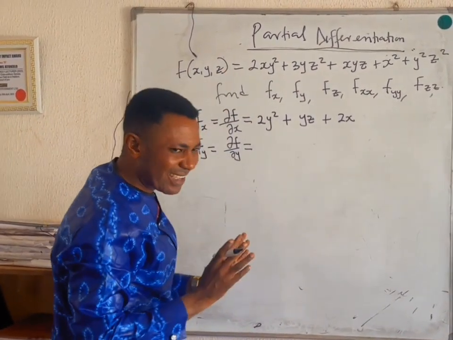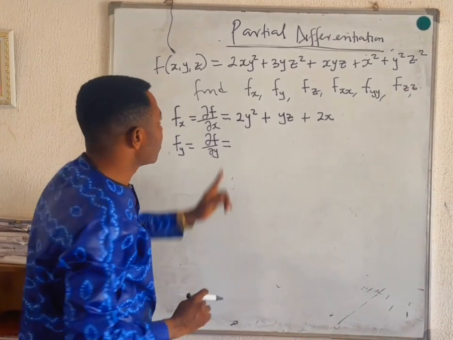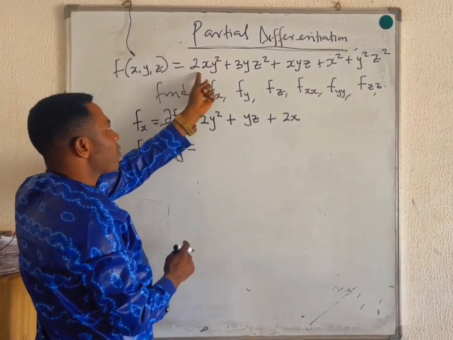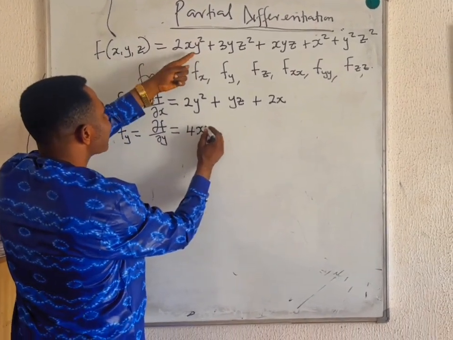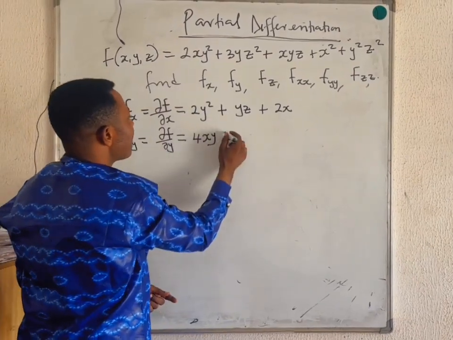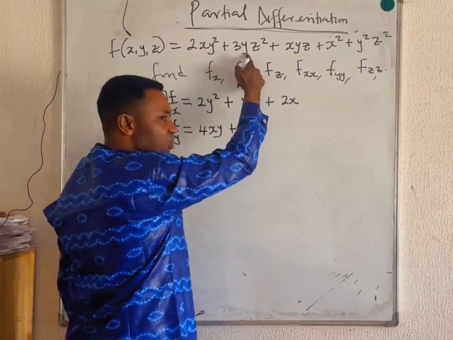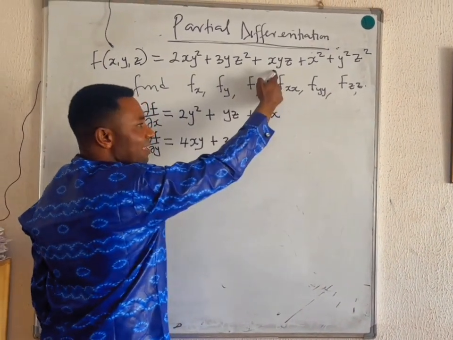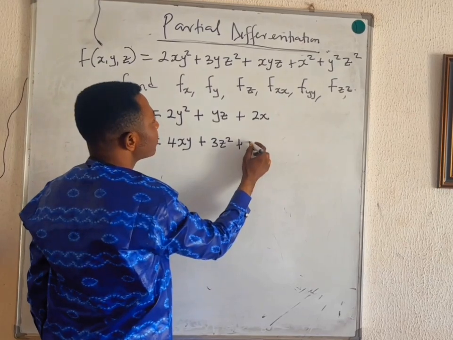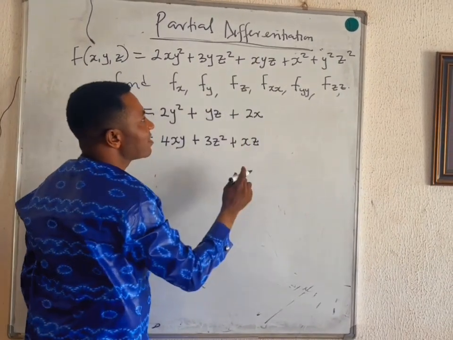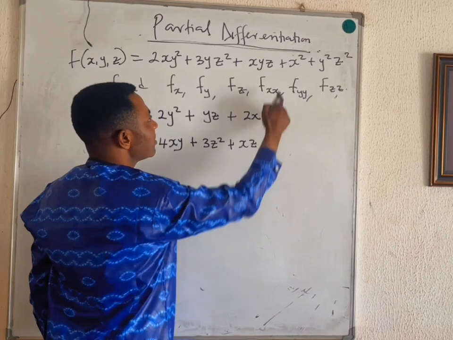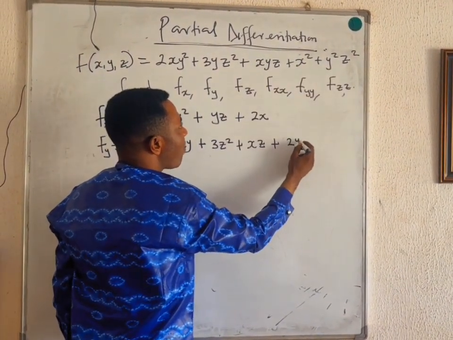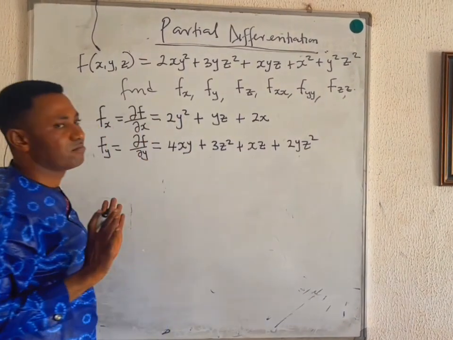Anywhere we see y, that is where our attention should go. Now 2xy squared, there is y here. Differentiating y squared, we have 2y, and there is 2 here, so we now have 4xy. Plus, there is y here also, so differentiating y you have 1, we now have 3z squared. There is y here again, in xyz, differentiating y you have 1, so xz. Plus, there is no y in x squared, so that will be 0. But here, y squared plus z squared, it will be 2y. We are done with that one.